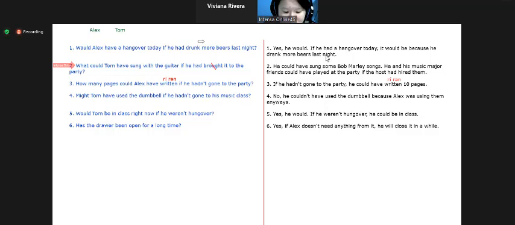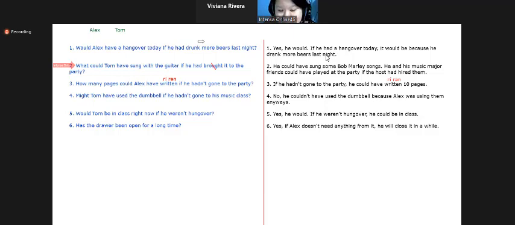Okay. Would Tom be in class right now if he weren't hungover? Yes, he would. If he weren't hungover, he could be in class. Has the drawer been open for a long time? Yes, if Alex doesn't need anything from it, he will close it in a while. Do you have any questions?